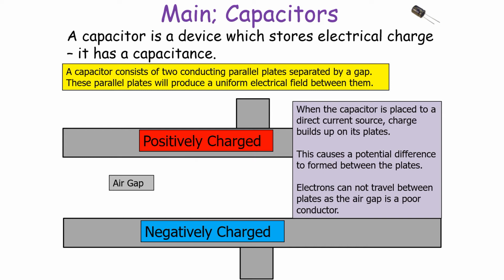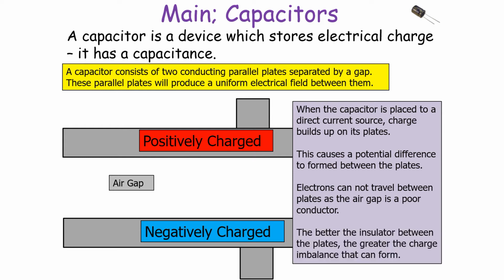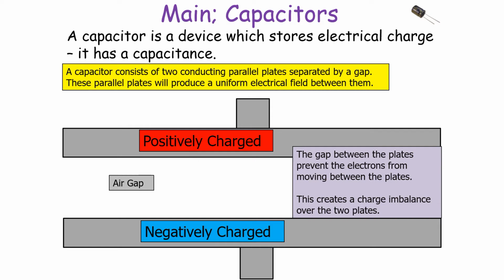Now, that's important because the electrons from the negatively charged plate cannot travel across the air gap to the positively charged plate, even though there's attraction, because air is a poor conductor. So the better the insulator between the plates, the greater the charge imbalance that can form. So because there's a gap between the two plates which prevents the electrons from moving between the plates, that creates a charge imbalance over the two plates.